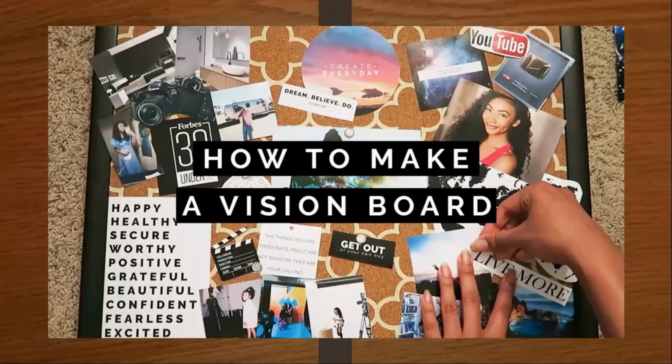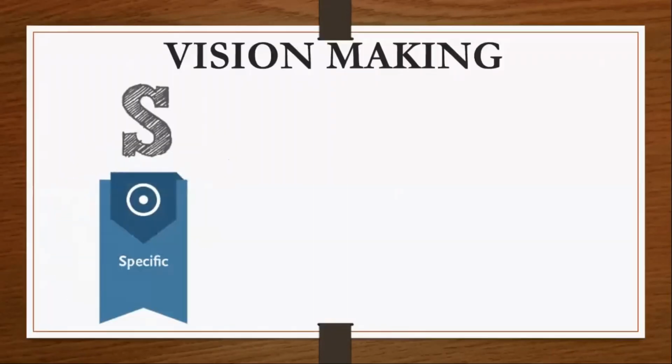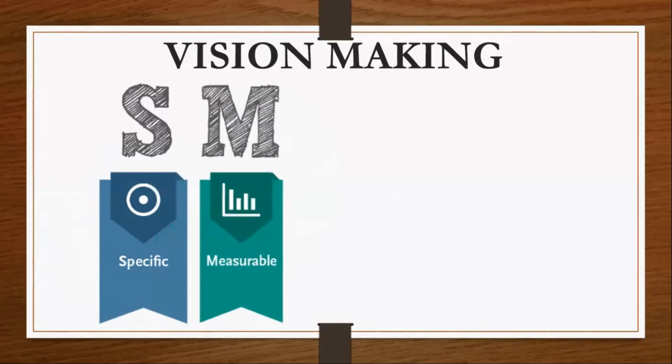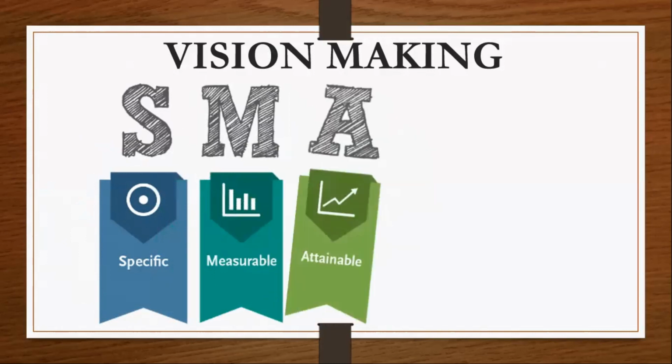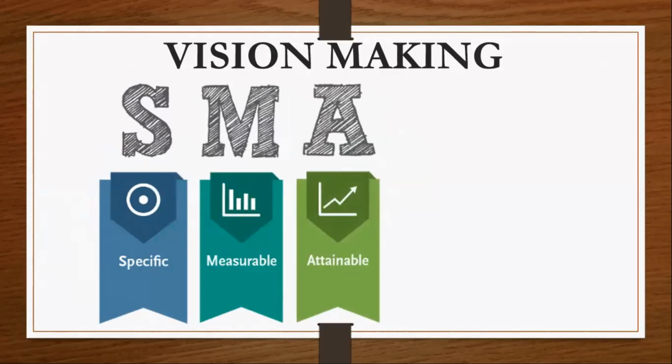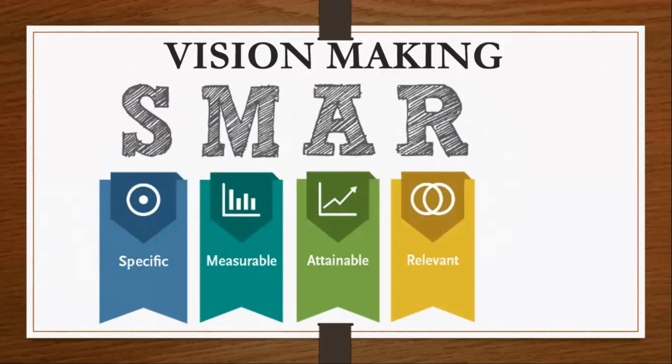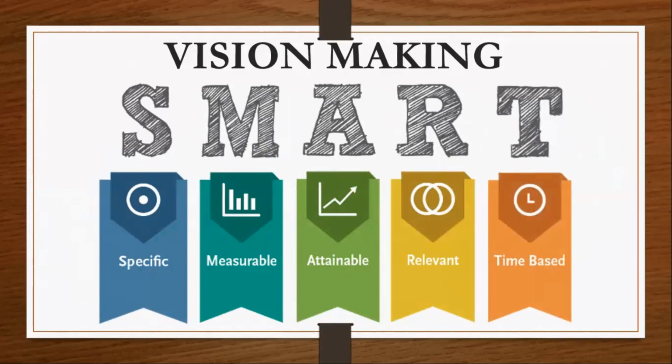Morning class, welcome to another lesson in RE2, and today we'll discuss how to make a vision board. In making visions, our vision should be SMART. What does SMART stand for? S stands for specific, M measurable, A attainable, R relevant, and T stands for time-based.